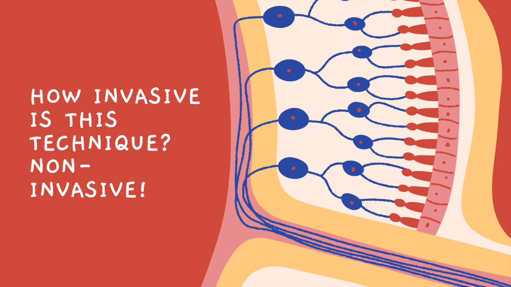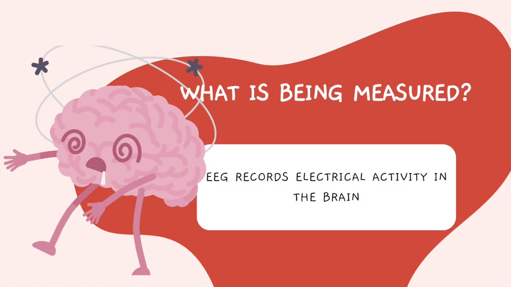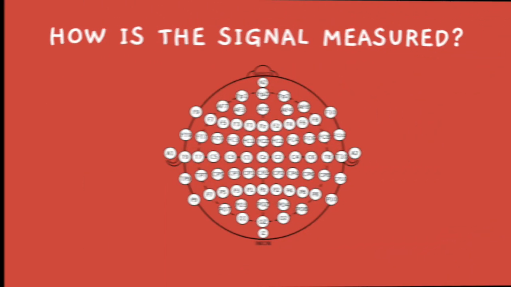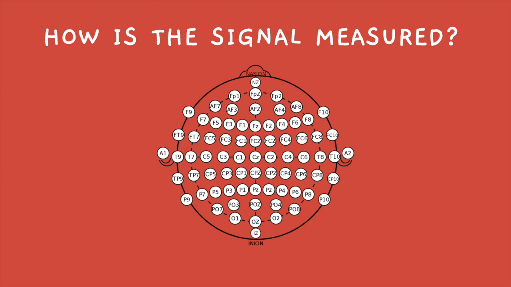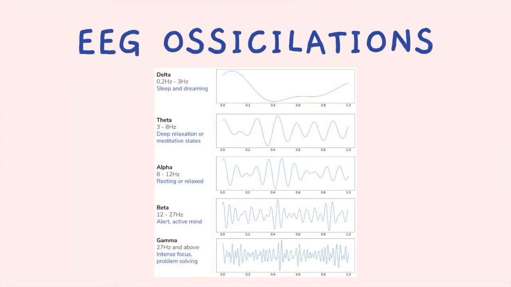This procedure is non-invasive, which means that there is no surgery required. EEG records electrical activity in the brain even when we're asleep. The electrodes have to be in a certain arrangement for the EEG to work. Electrical activity is displayed as oscillations.